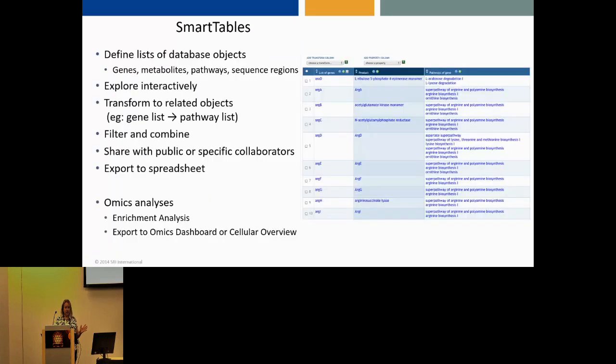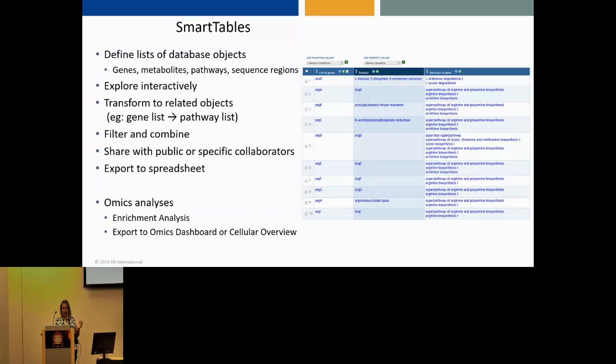So switching gears now, I want to tell you about one more very powerful and popular feature of our website, and that's the ability to create and manipulate what we call smart tables. These let you define lists of objects of pretty much any type. You can explore their properties, transform them in various ways. You can filter and combine them. You can make them public or just share them with specific collaborators, or you can export them to a spreadsheet or some of our other tools. You can use them for omics analysis, either by directly running an enrichment analysis on a smart table or by exporting them to one of our other omics tools.